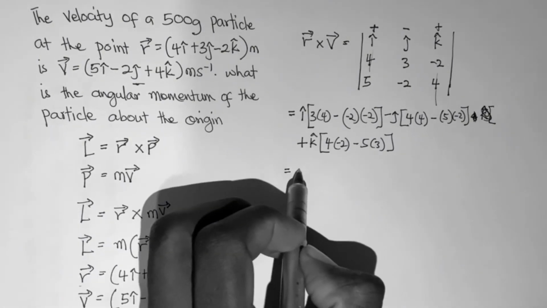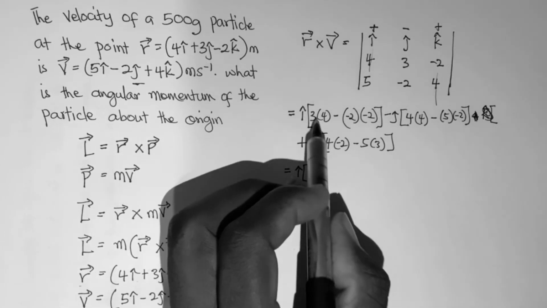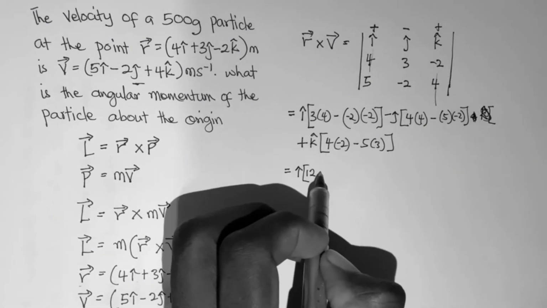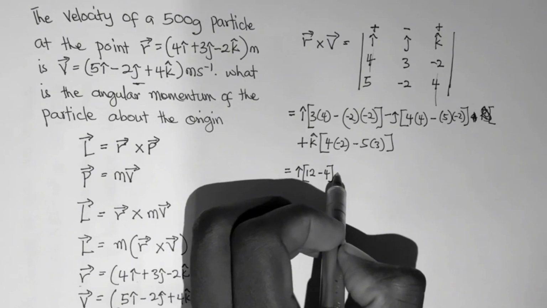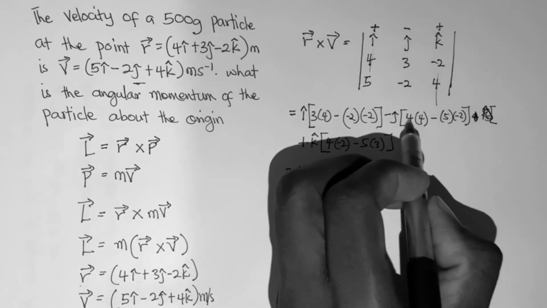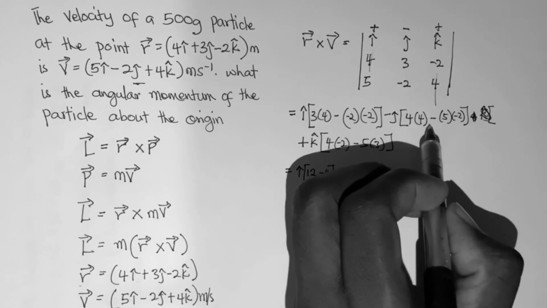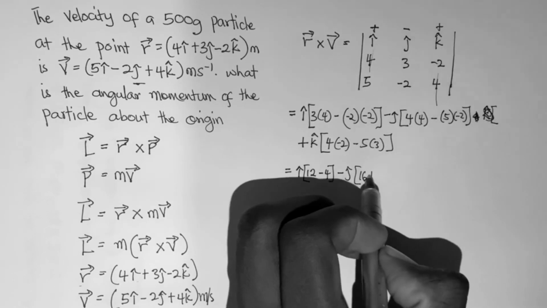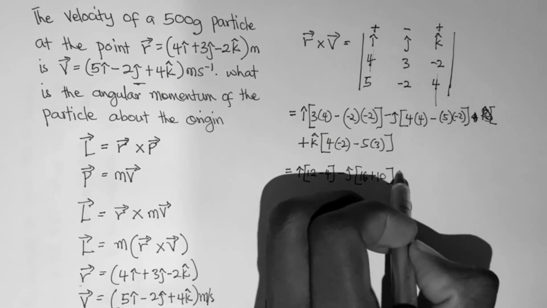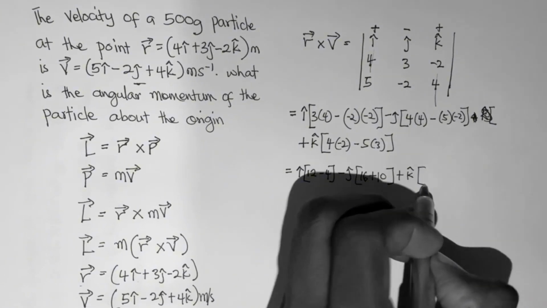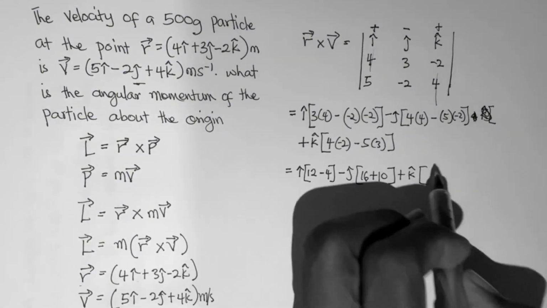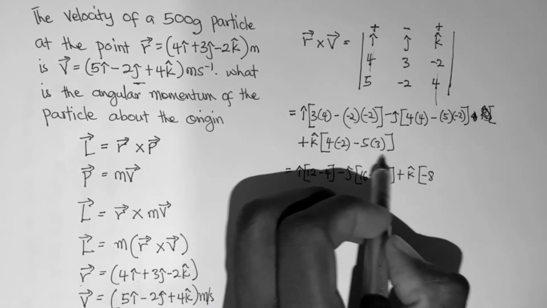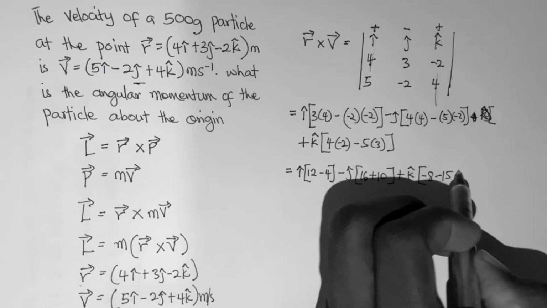So this is equal to i, bracket open, 3 times 4 is 12, then minus 2 times minus 2 is minus 4, so it becomes 12 minus 4. Bracket close. Minus j, bracket open, 4 times 4 is 16, then 5 times minus 2 is minus 10, and minus 10 times minus 1 becomes plus 10. Then plus k: 4 times minus 2 is minus 8, so we have minus 8 here, then minus 5 times 3 becomes minus 15.